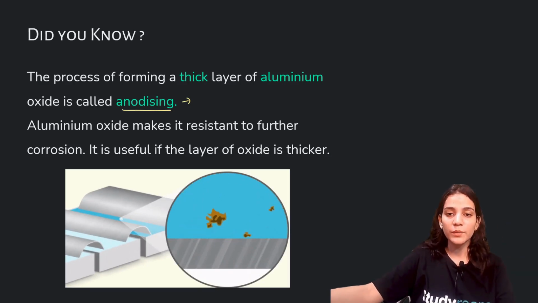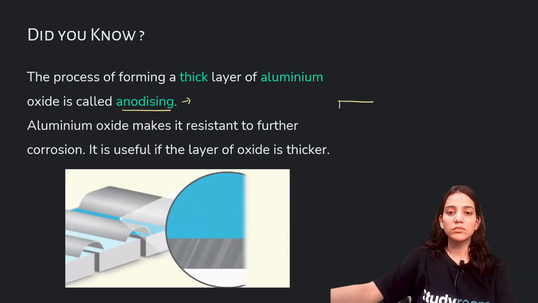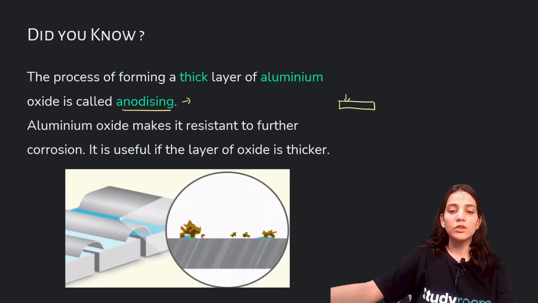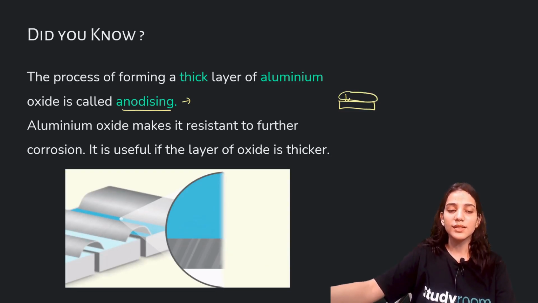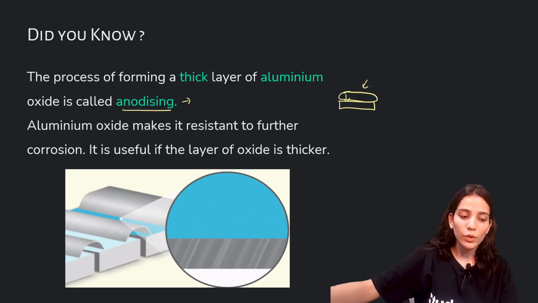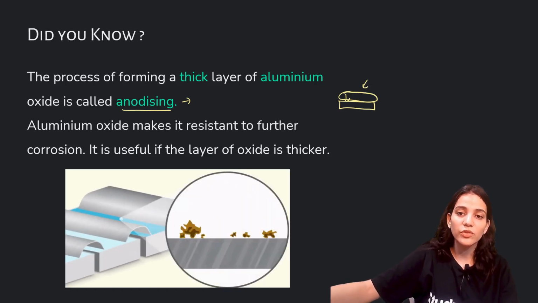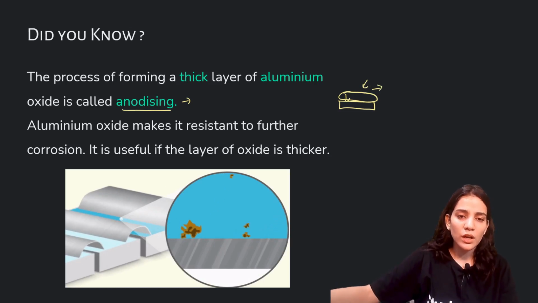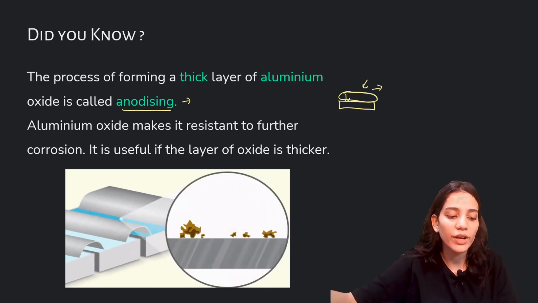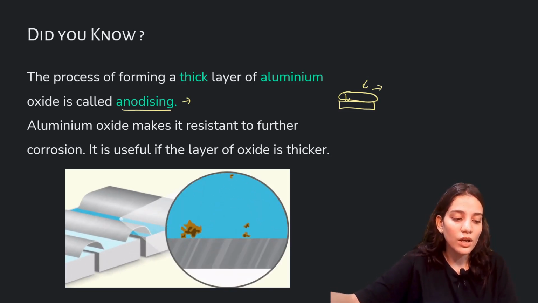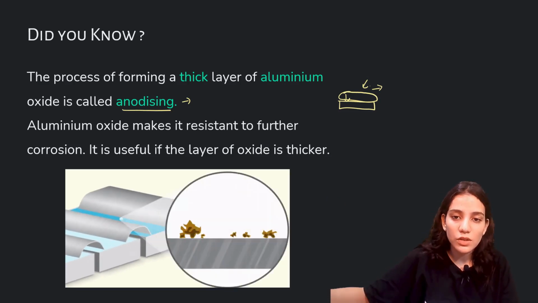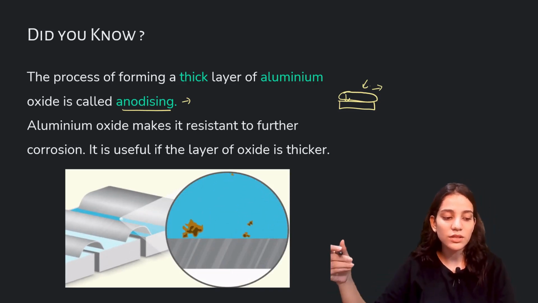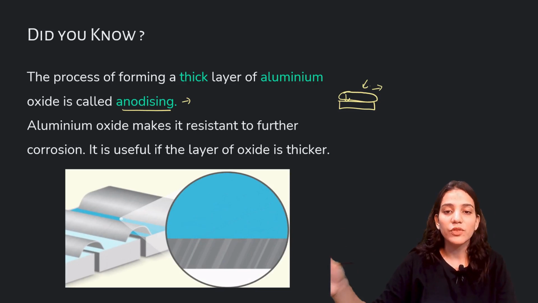What we do here, suppose we have iron. On iron we form a coating of aluminium oxide. The aluminium oxide coat will make it resistant to further corrosion. Now what is anodizing actually? Anodizing is a process of electrolytic passivation to increase the natural oxide layer's thickness on the surface of metal parts.